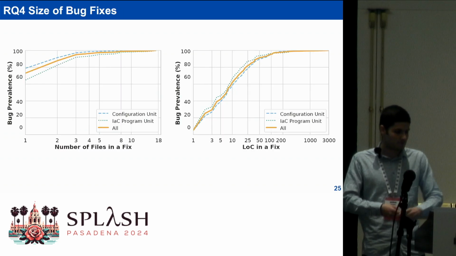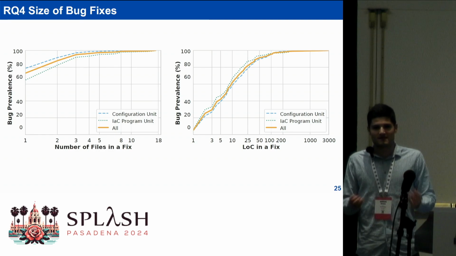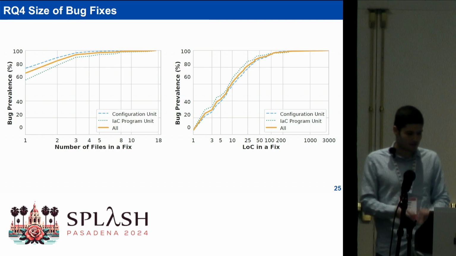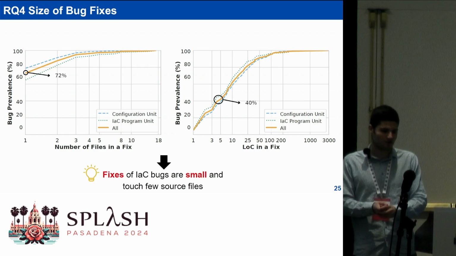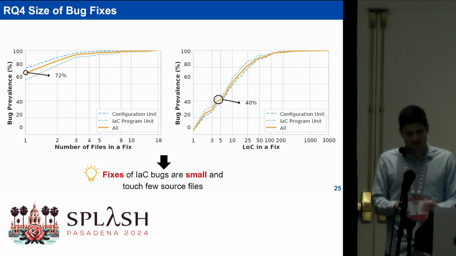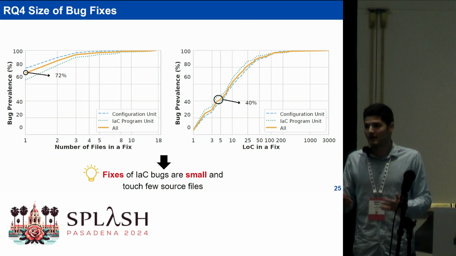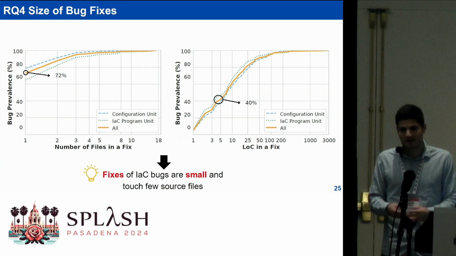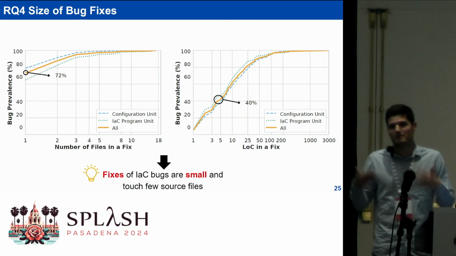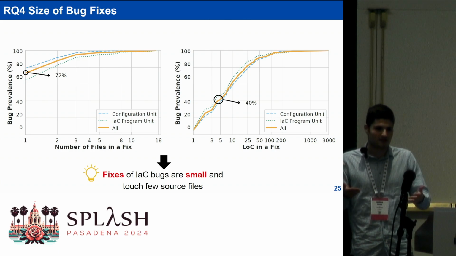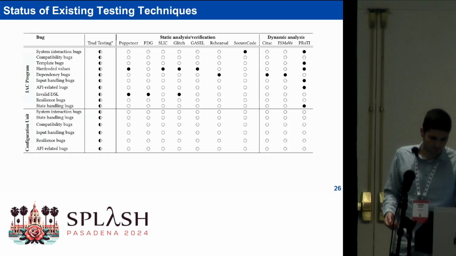Now, with respect to the bug fixes, we measured the size of the bug fixes, both in terms of files and in terms of lines of code. And what we found out is that the majority of the fixes are small. They touch only a few source files. And of course, this means that techniques such as automated program repair can be very promising in this domain.